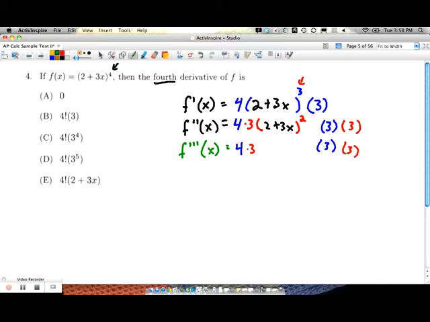Now we're getting to the next derivative. We're going to take this 2, pull it out front, and the power up here is now 1. And we multiply by a derivative of the inside again, and that's another 3. We have 2 plus 3x on the inside. We keep rewriting that.